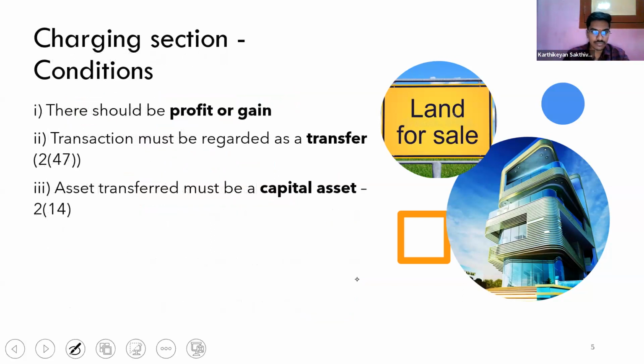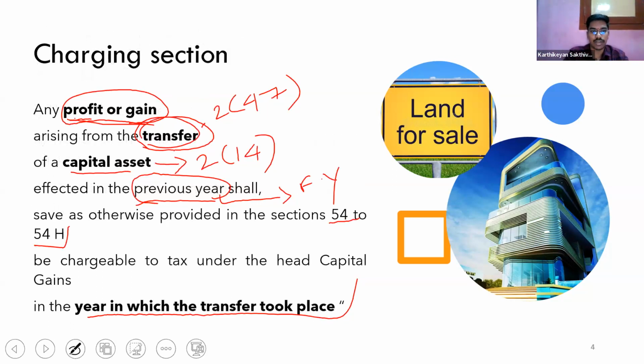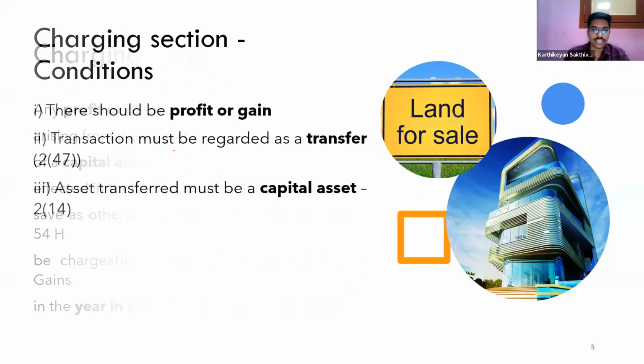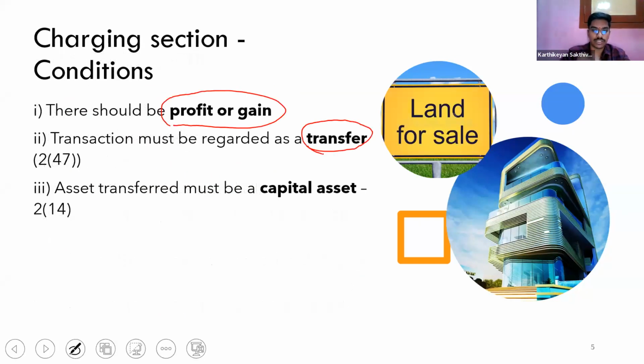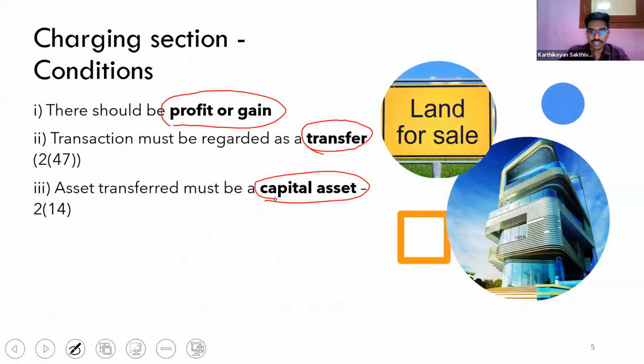Okay, so there are three major conditions which are to be satisfied for an income to be charged. First one is there should be profits or gains, right? Next, the transaction must be regarded as a transfer, because without transfer you cannot have income arising from a transfer. So whatever transaction is being effected, that should be a transfer. And the third aspect is the asset must be a capital asset. If the asset transferred is not a capital asset, that cannot be chargeable to tax, right? So first let us understand each term specifically.